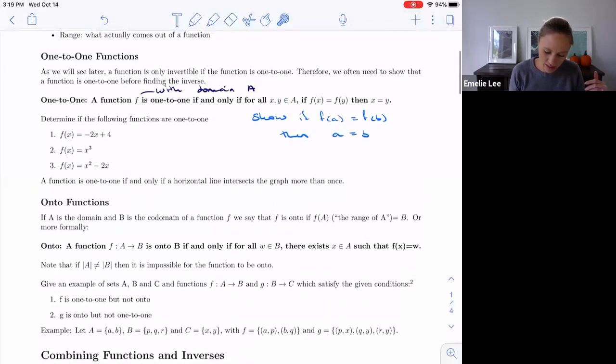But just as a heads up, a function is only one-to-one if a horizontal line, so we use the vertical line test to make sure that we have a function, right? It's only one-to-one if a horizontal line intersects the graph. A function is one-to-one if and only if a horizontal line.